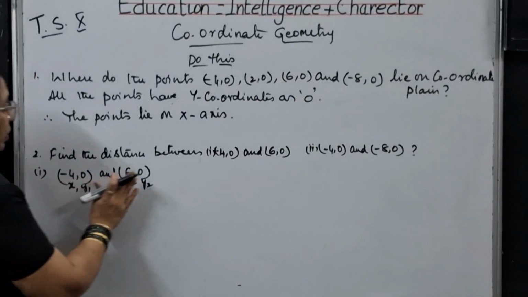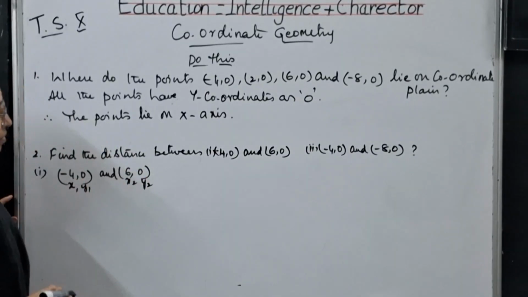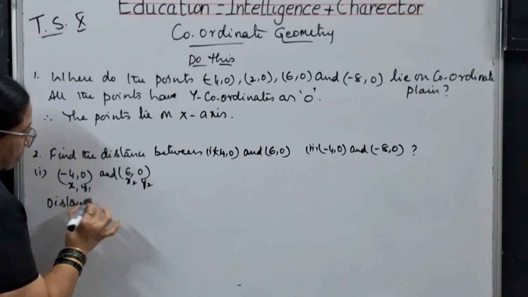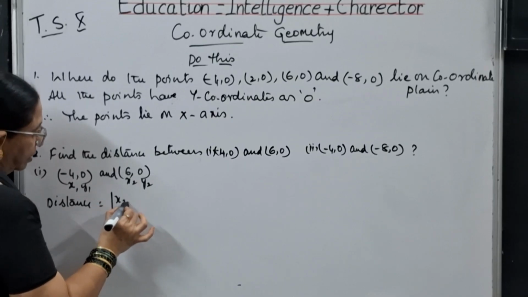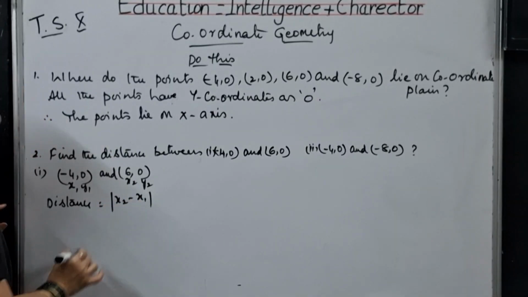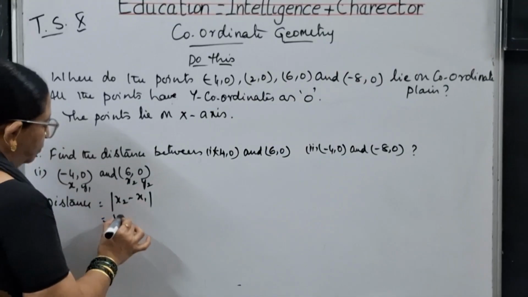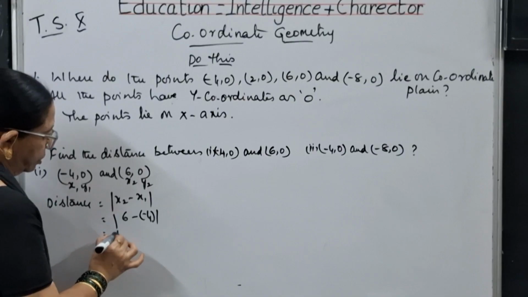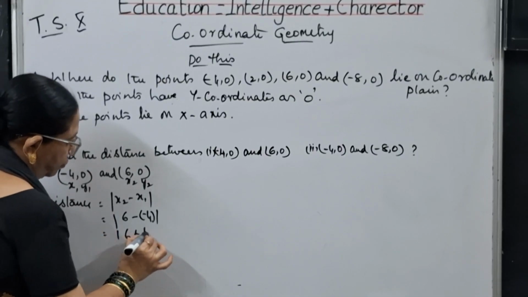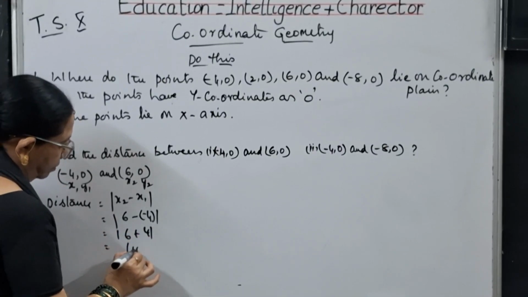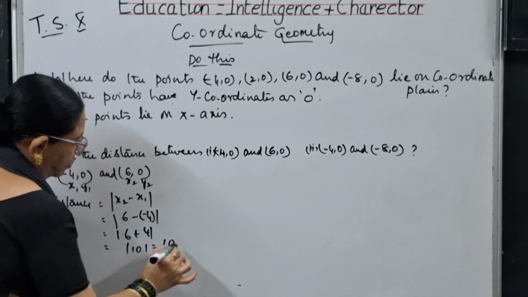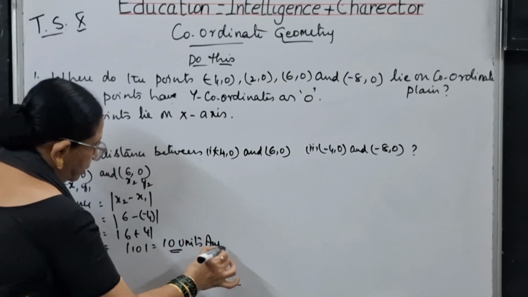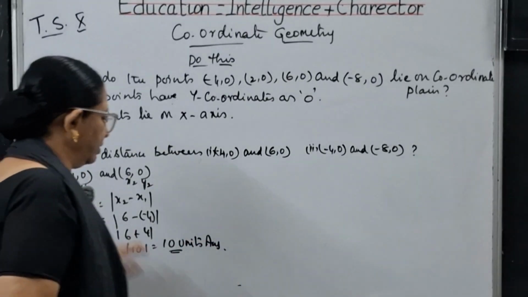Now, as we have done, we know that the point lies on x-axis. So, what is the formula for distance? Distance formula is modulus x2 minus x1. This is the formula, that is modulus. What is x2? 6. Minus. What is x1? Minus 4. That is how much? Modulus 6 plus 4. That is modulus 10, which is nothing but 10. So 10 units is the distance between the 2 points. This is the answer for the first bit, children.